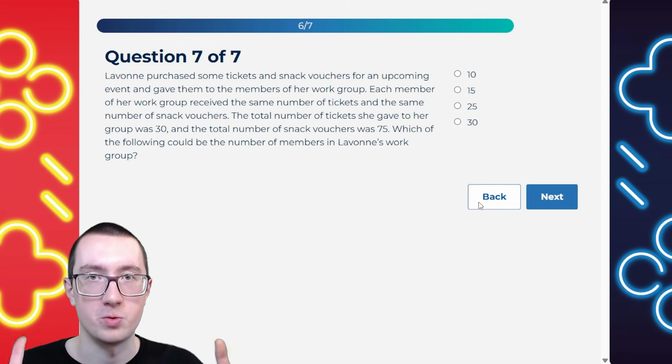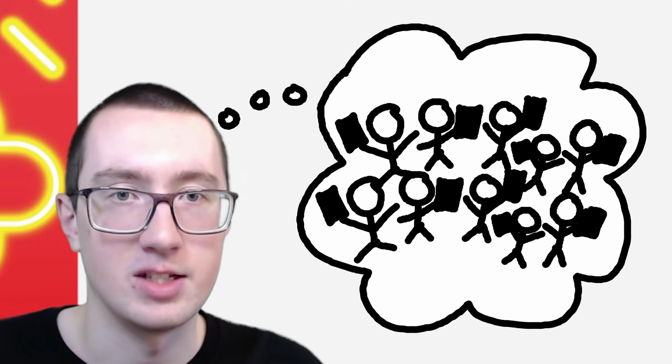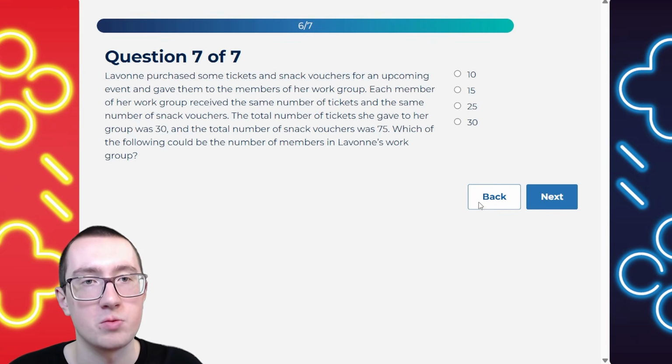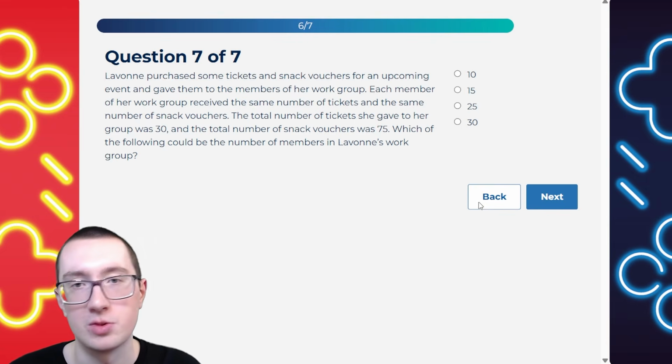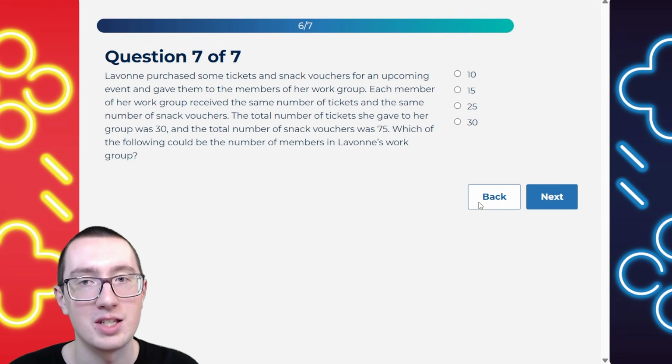So again, I just want you to picture in your head a group of people, and they're all getting tickets and vouchers passed out to them, and they're all getting the same amount. The total number of tickets was 30, and the total number of vouchers was 75. So which of the following could be the number of members in the work group?